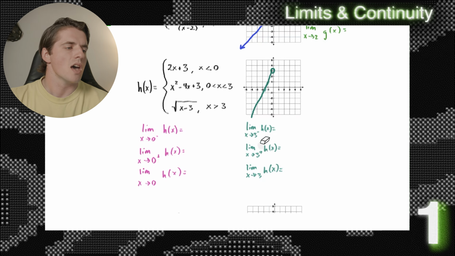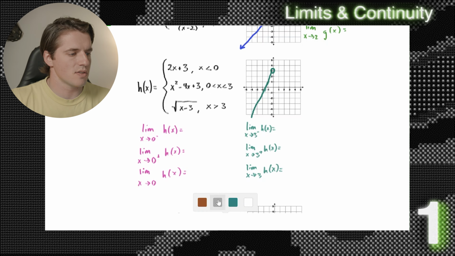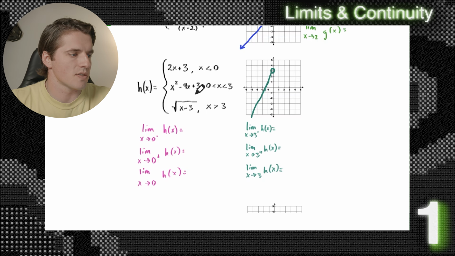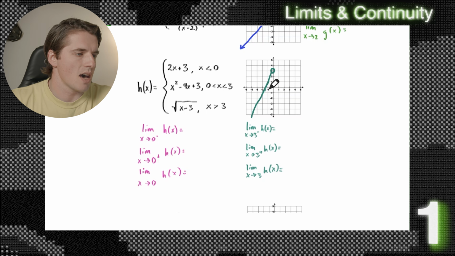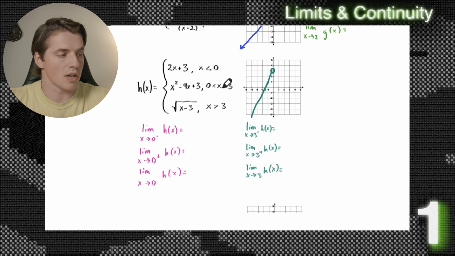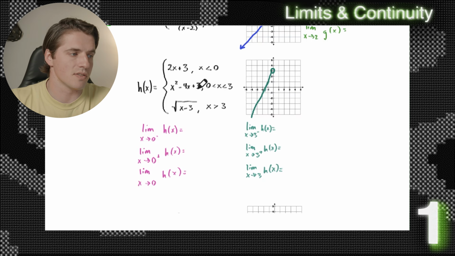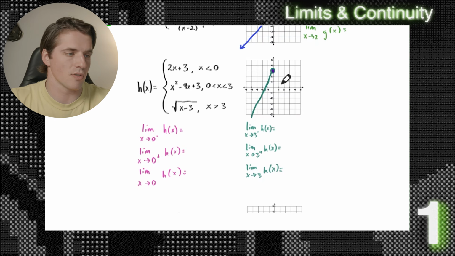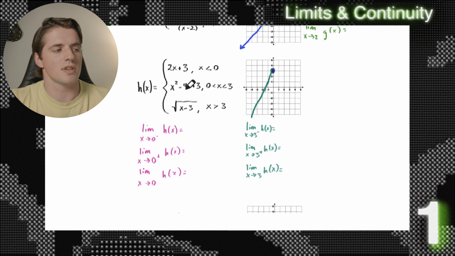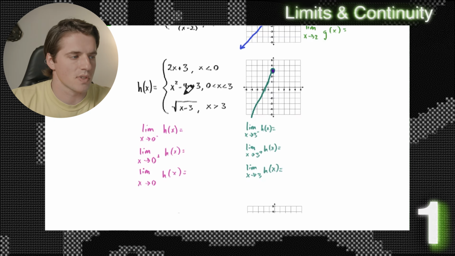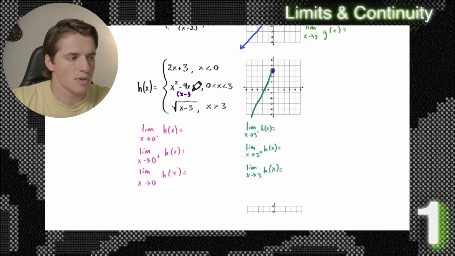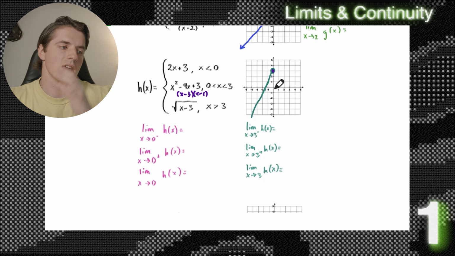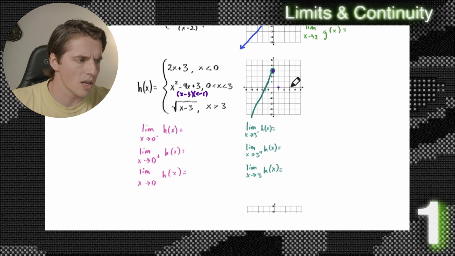Perfect. Okay. And then when x is between 0 and 3, we're going to have x squared minus 4x plus 3. If we plug in 0, that'll tell us where our y-intercept is. If we plug in 0, we get 3. Okay, so that would be there. We fill in that circle. And then I notice if I were to factor this, x minus 3, x minus 1, we have zeros at 3 and at 1. So I'm going to go ahead and mark those.